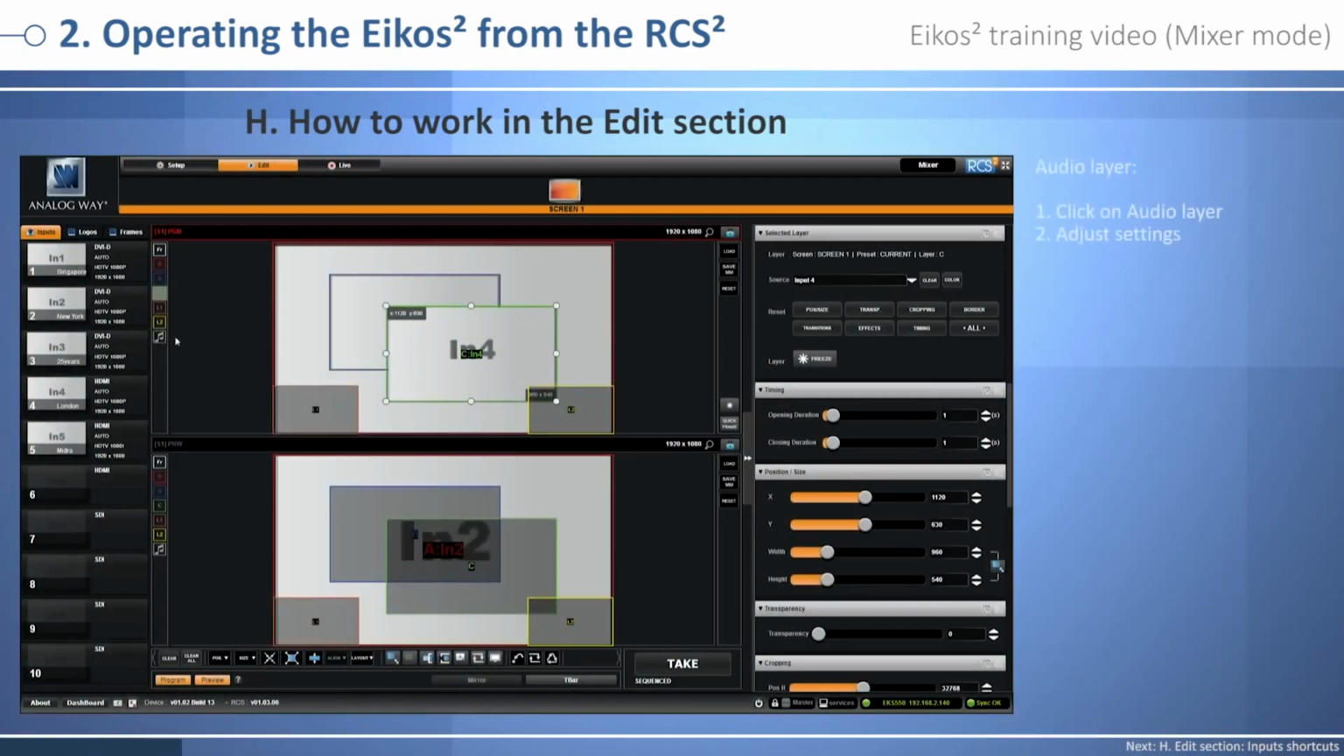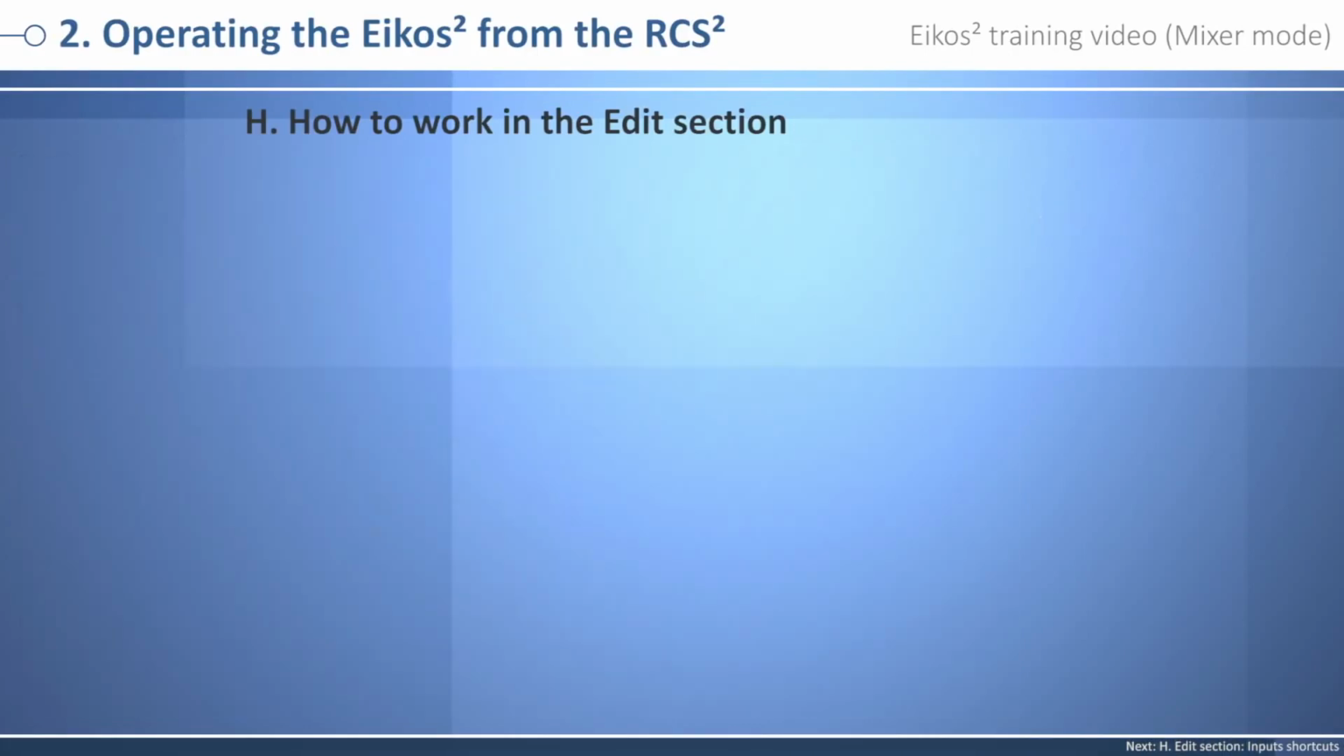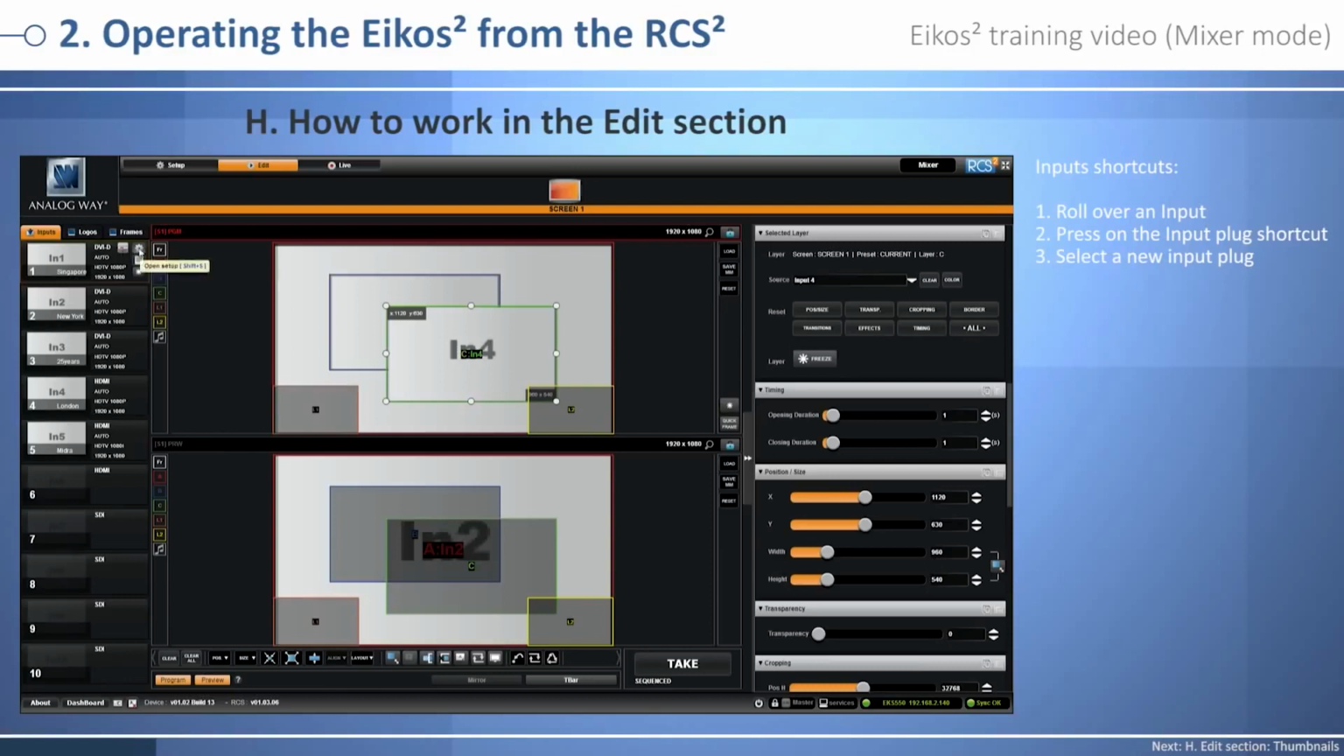Audio layer. Under the layer's letters, you have access to the audio layer. Pressing on this button opens an audio manager. It allows you to access some settings you already found in the audio section. Inputs shortcuts. On the left tab, when rolling over each input with your cursor, you have access to input shortcuts. The first one enables you to change the input plug without opening the setup panel. Press on the input shortcut to see the plugs and select one.